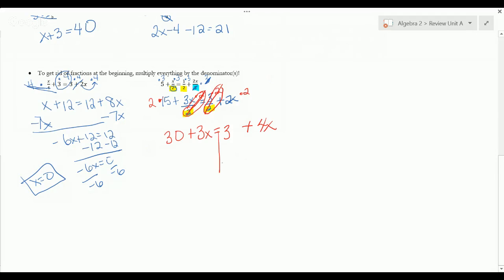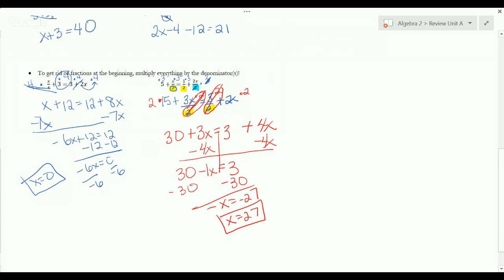So now I'm going to combine my terms, or actually just minus stuff because I got to get my x's on the left. So I get 30 minus 1x is equal to 3, minus 30 on both sides, and I get negative x is negative 27. And so I just change the sign. So my answer is positive 27. So with fractions, don't get stressed out about it. Just get rid of it. And to get rid of it, you do the opposite, which is dividing.